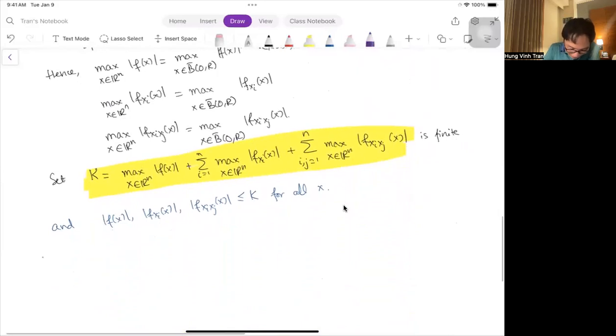Here's the second fact. It's about an integral identity.